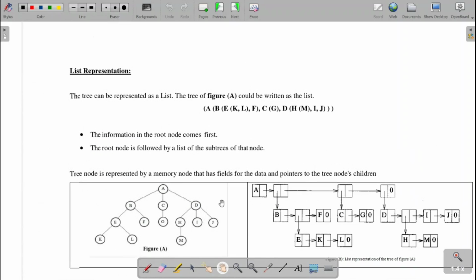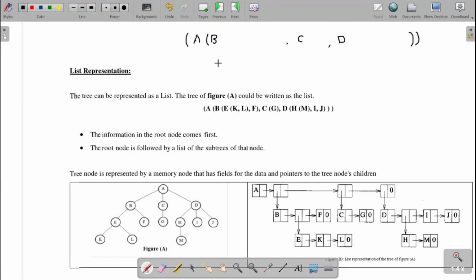The list representation for the figure which has been shown in A is as follows. First, the root node will be the entire tree. For this figure A, the entire tree, let me write in one parenthesis. First, we have the root node. The root node is A. Now A has three children. The first one is B, then the next one is C, then the next one is D.